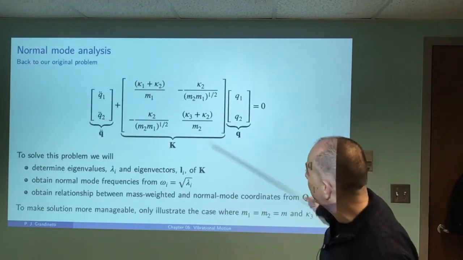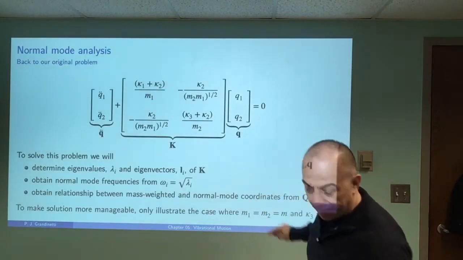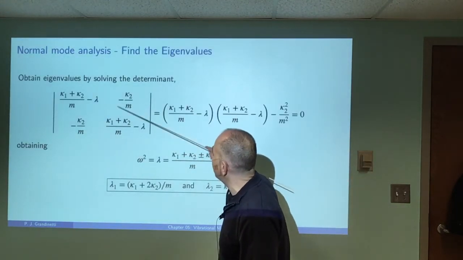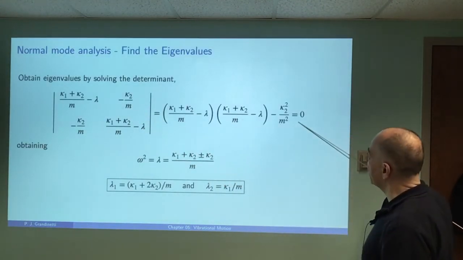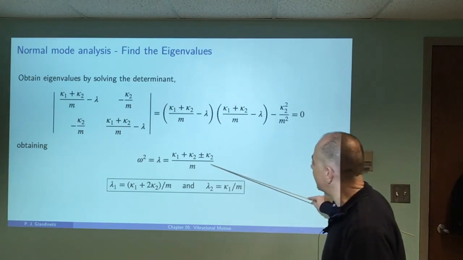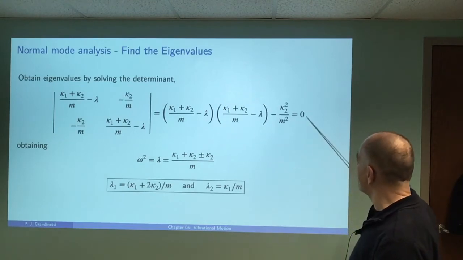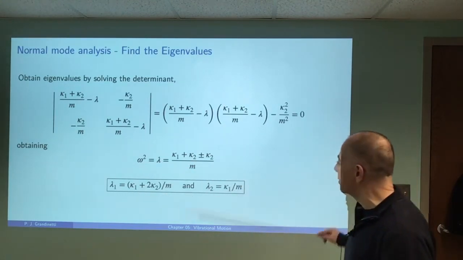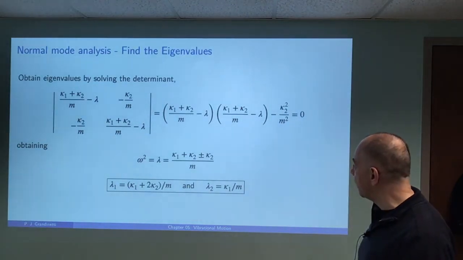I'll go back to the previous page. We're going to take our K matrix here, and we're going to write it out as a determinant. We're going to expand the determinant. We're going to get an equation whose roots are going to give us the eigenvalues. So this is a straightforward quadratic. You solve that, and you'll get these two roots for the eigenvalues of that problem.